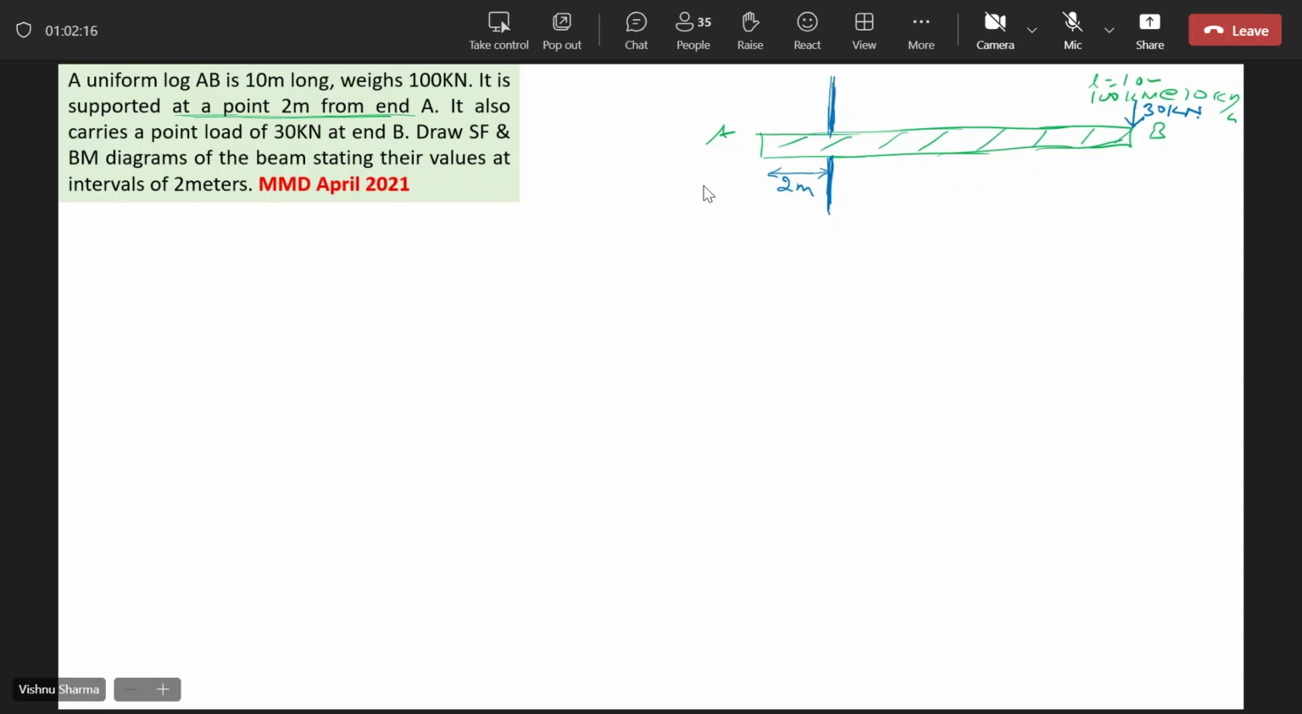The question does not use the word cantilever. Now, if a student does not have exposure to the proper concept of it, he'll go for a complete spin. Guys, tell me, can I support a beam like this with 30 kilonewton here? Can I put a support here and support it? Can it remain supported?